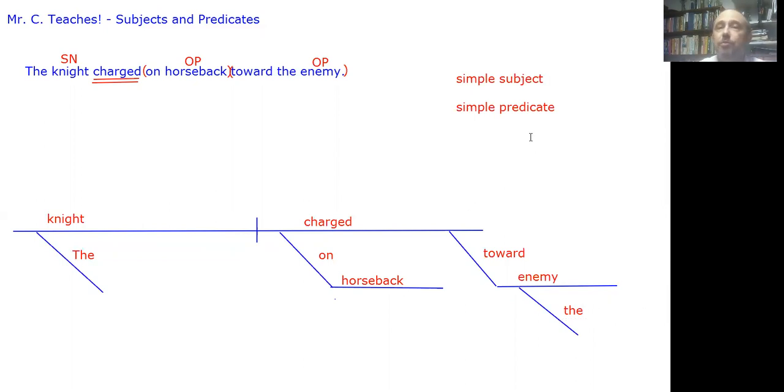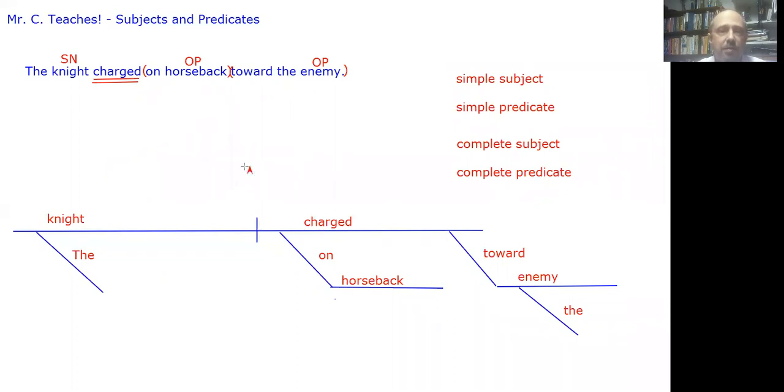And this brings me to my next distinction. The simple subject, keep in mind, is just knight. The simple predicate is just charged. Okay, but that's not all of the words in this sentence, obviously. Right? We also have the complete subject and the complete predicate. There we go. And the complete subject is the subject noun or the subject pronoun, depending on your sentence, and all of the words that go with it.